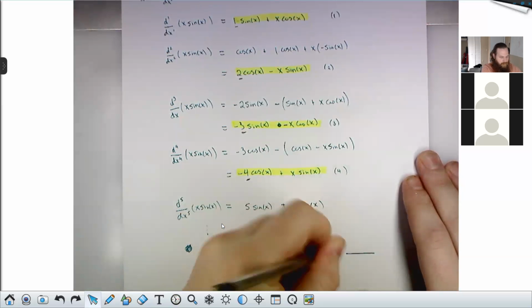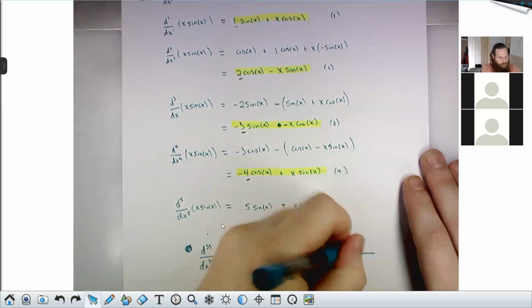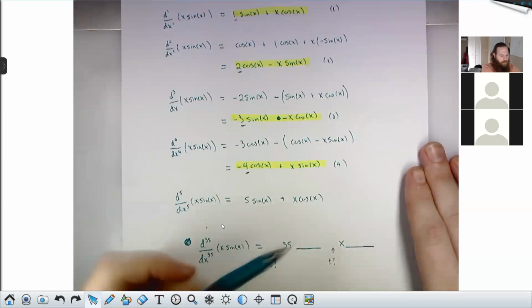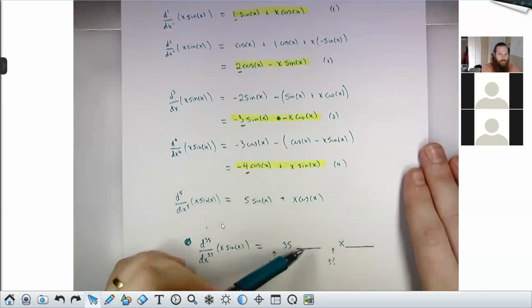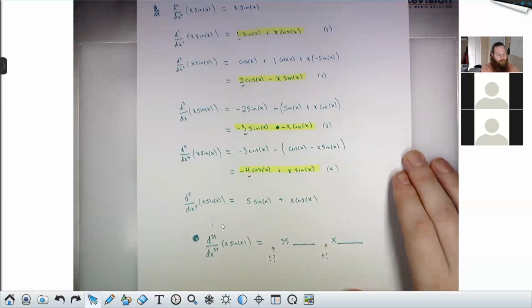Here, is this a plus or a minus? And then we know that this is going to be an x times some trig function. So in each of these slots, is it going to be sine or cosine? Let's figure out the first slot here. In the 35th derivative, is that first blank, the blank after the 35, going to be a sine or a cosine, and why?